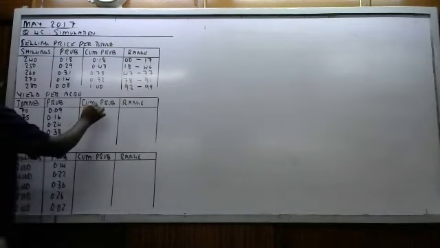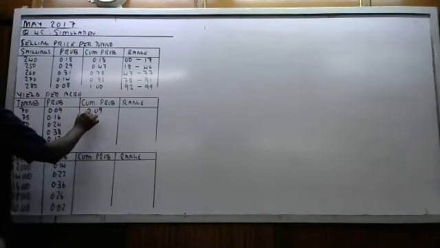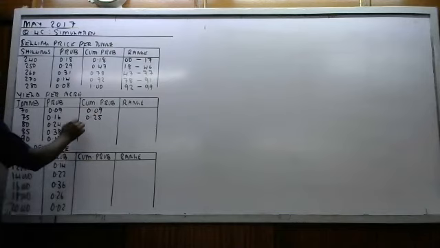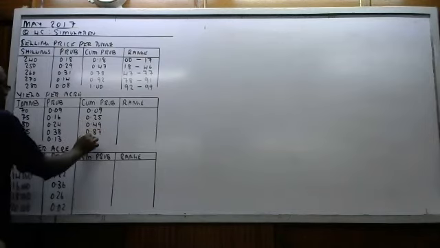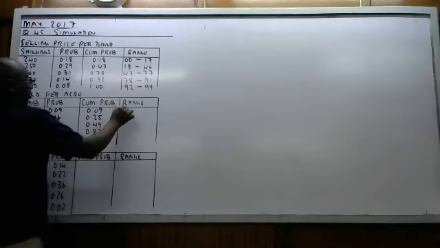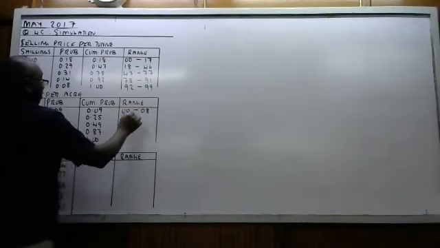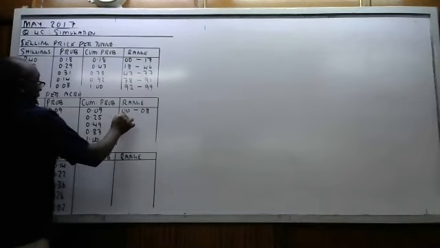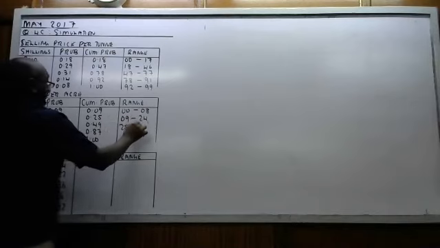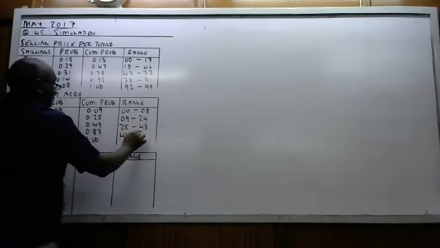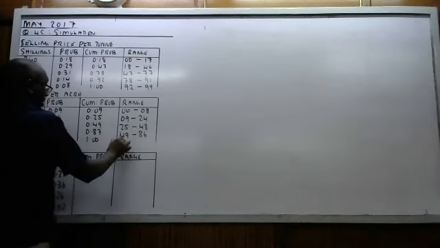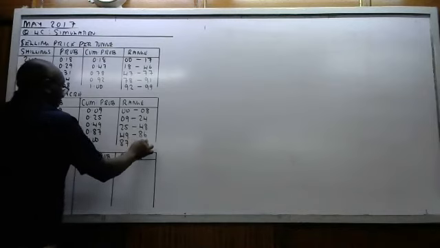This is 0.09. This is 0.25. This is 49. This is 87 and 1. So 00 to 08, 09 to 24, 25 to 48, 49 to 86, 87 to 99.